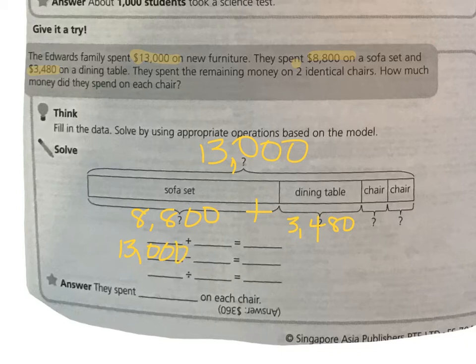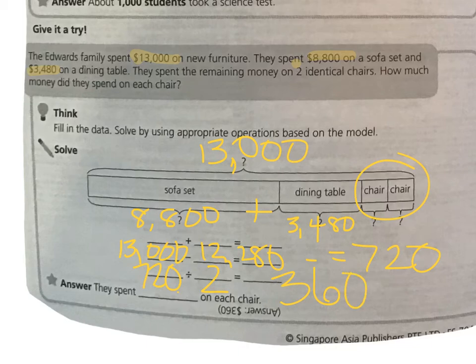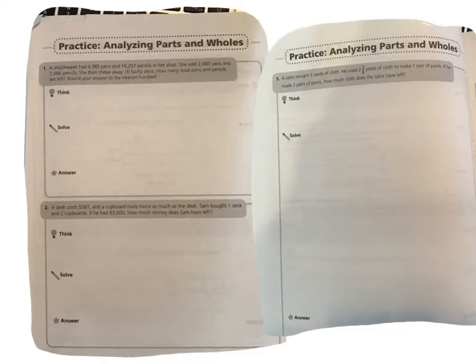And I added those on the side here. 12,280. So we're going to subtract that. And we get 720. Now we divide 720 by 2 because there are 2 chairs, which would equal 360. 360 per chair. Now it's your turn with the sheet on your desk.